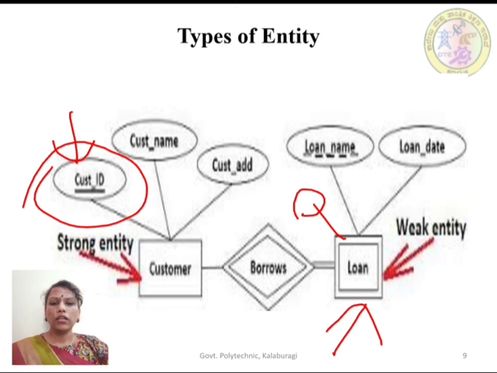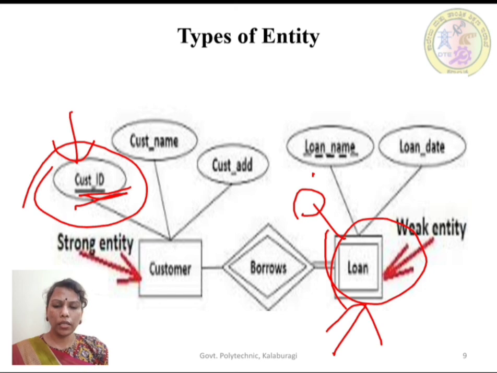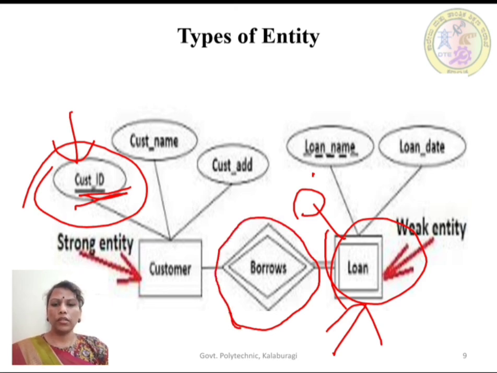See here, we have used underline for customer ID. That means this is a key attribute. And here I have used dotted lines for loan name. And here, a double rectangle: this weak entity is represented using a double rectangle. And this is a weak relationship. That's why this is represented using a double diamond symbol.